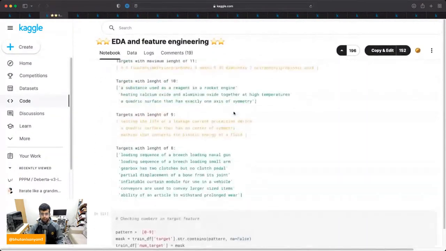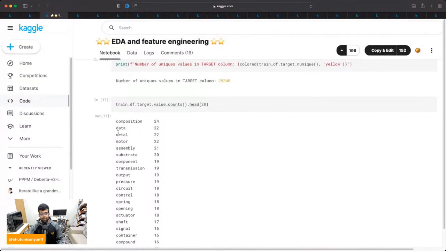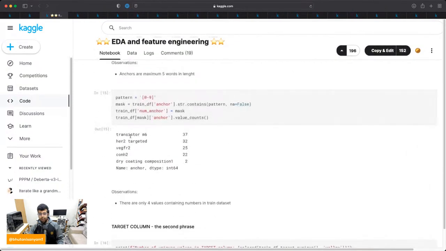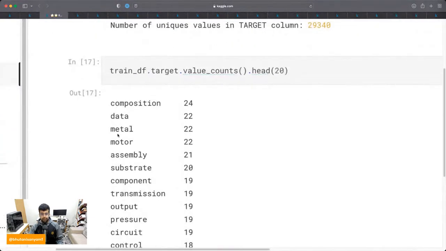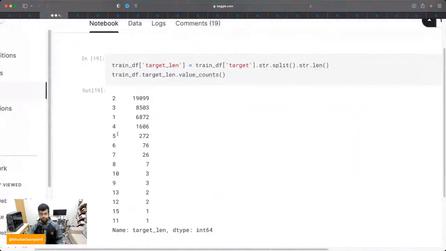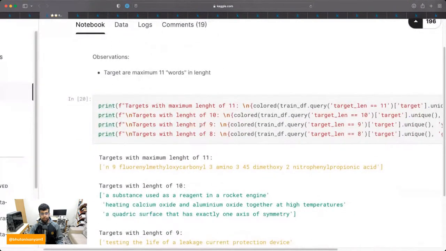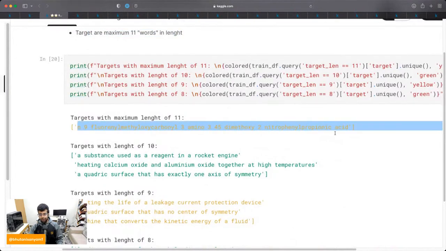Let's see if Remek has anything else that I might want to point out. Remek had printed out the target and both the anchors as well. So it might be worth reading through these if you'd like. You can see there's composition, there's data, metal, all of these words occur. And you can see a word cloud of it as well. And then you can see the target length as well. Targets are a maximum of 11 words in length, is the observation from here. And that is quite clearly from chemistry, as you can see.